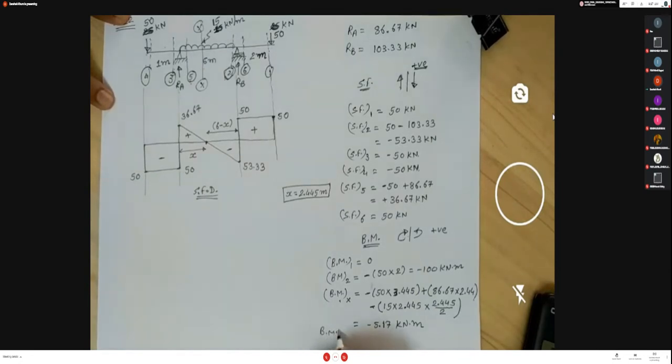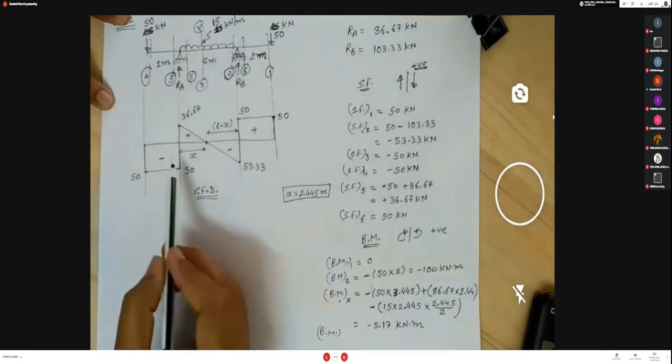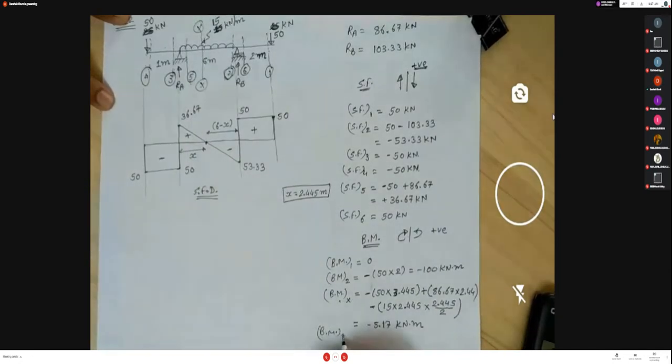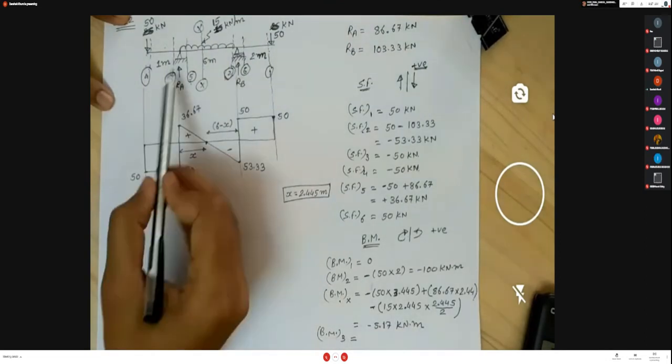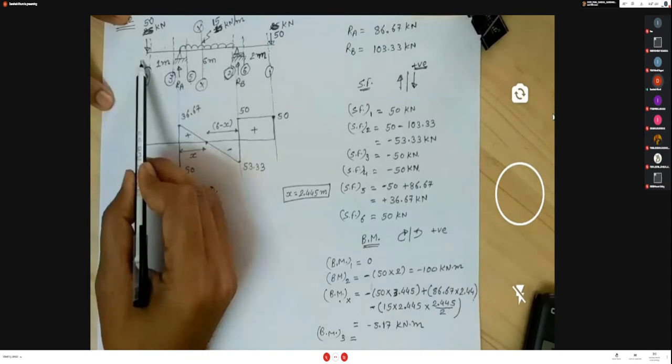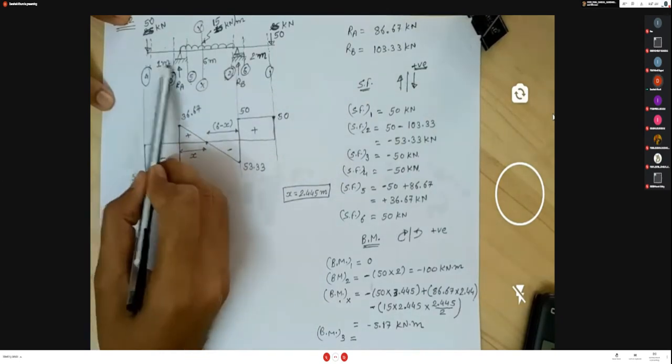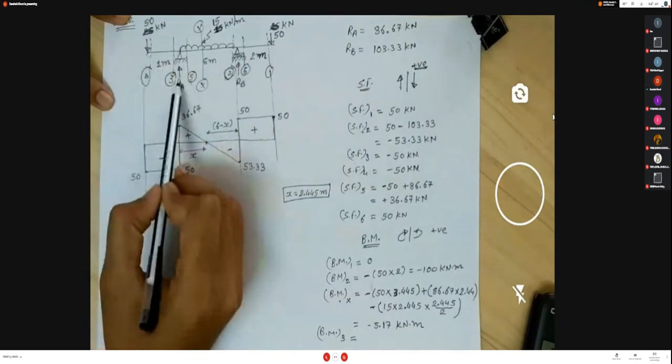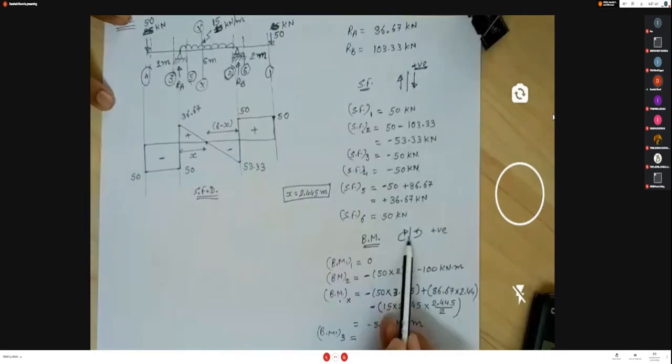Consider the bending moment at section 3. At section 3, consider the left hand side portion. So 15 into 1, which is in the anti-clockwise direction, and for the left hand side clockwise is positive. So this moment is negative 15 into 1.